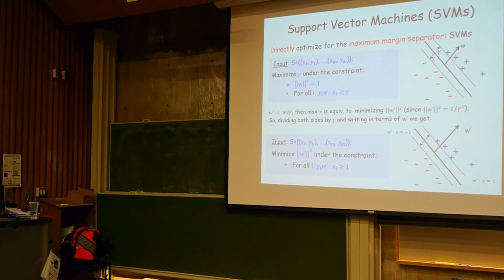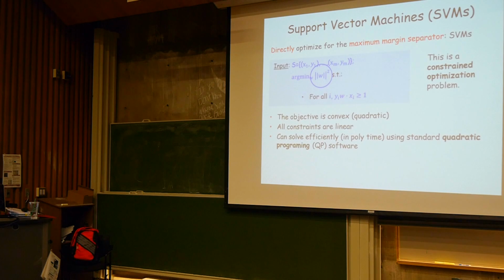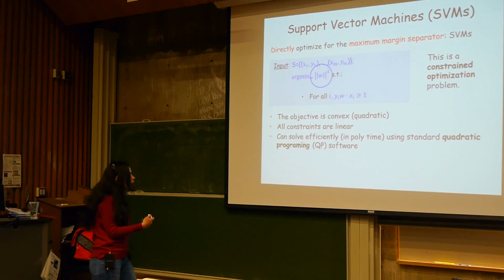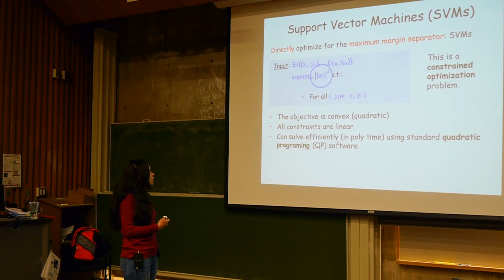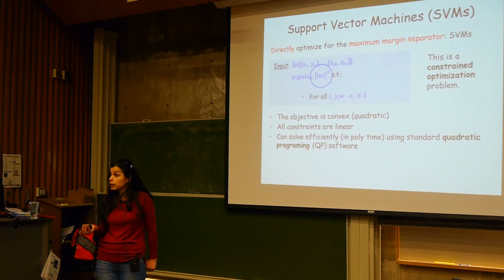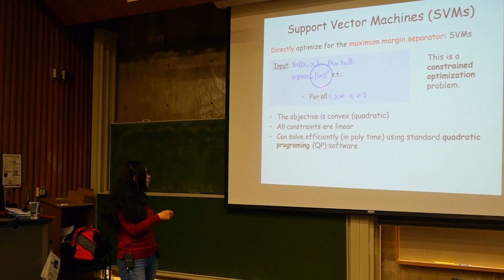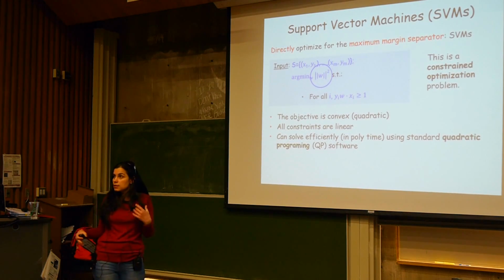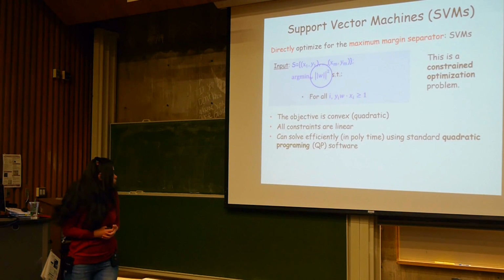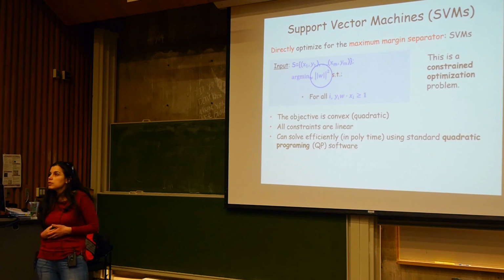Okay, but now the cool fact is that this new optimization problem is actually a convex optimization problem. And in particular, it turns out that it's a constrained convex optimization problem. So the objective function now is convex. It's in fact quadratic, and all the constraints are linear. And this is then a quadratic optimization problem that can be solved using standard techniques.